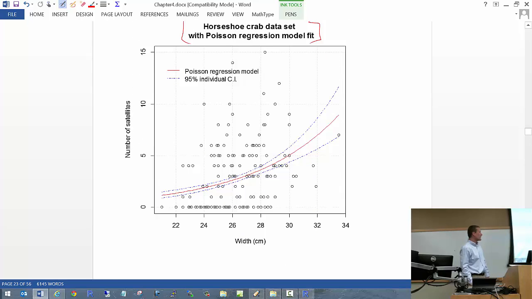I plot it in red. So the red line there represents the actual estimated model. Well, what about those confidence interval bands?